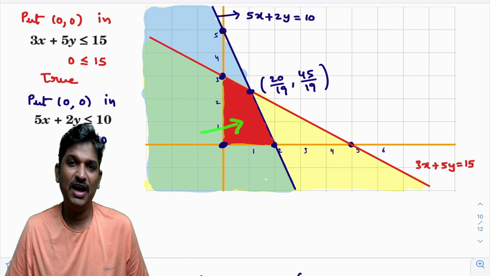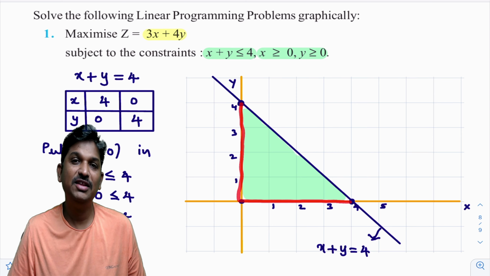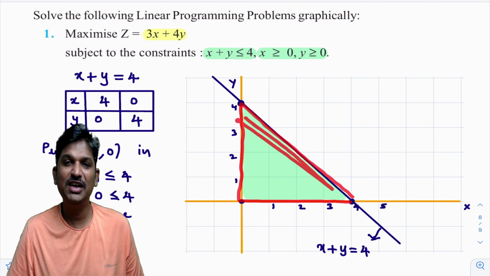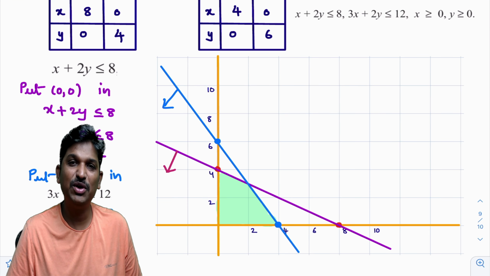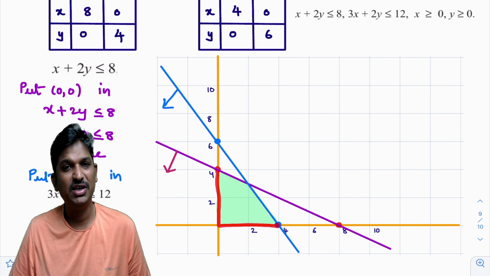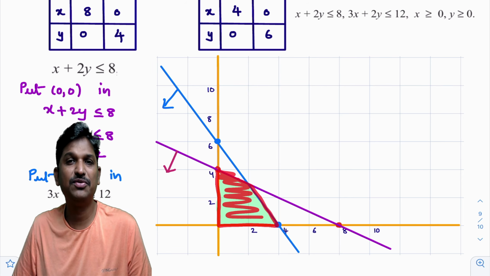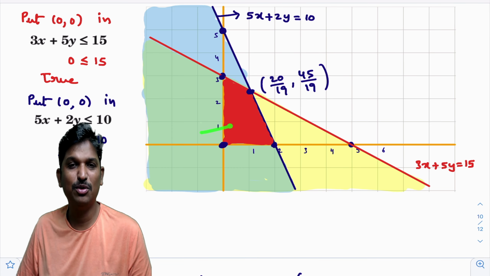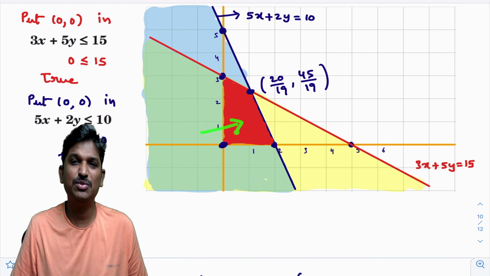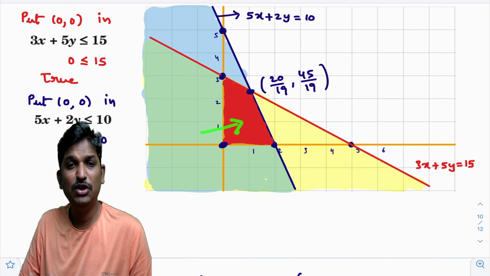In this class, I am going to do 3 problems in the linear programming chapter. These problems are mainly divided into 2 types: bounded feasible region and unbounded feasible region. I want to complete all the bounded feasible region problems first. Later, we'll do all the unbounded feasible region problems. Unbounded feasible region problems are a little confusing, and I'll give clarity when we do those problems.